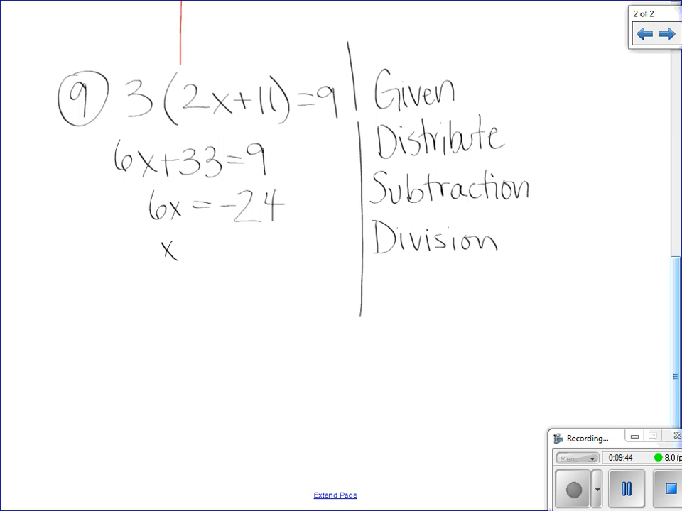Okay, another possible reason you might use, just so you're aware, because you will use it on the homework and maybe even on the test, you can use combine like terms if that's what you're doing on that step. So keep that in mind. Questions?